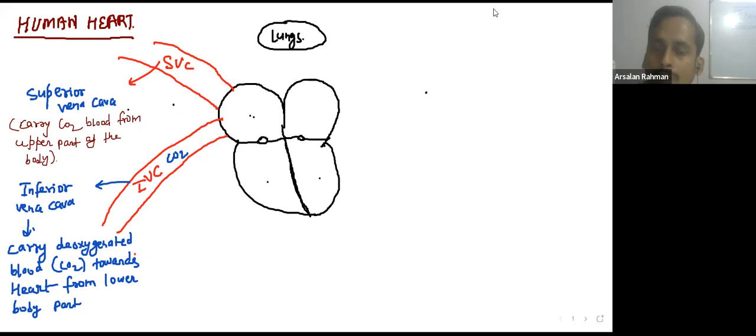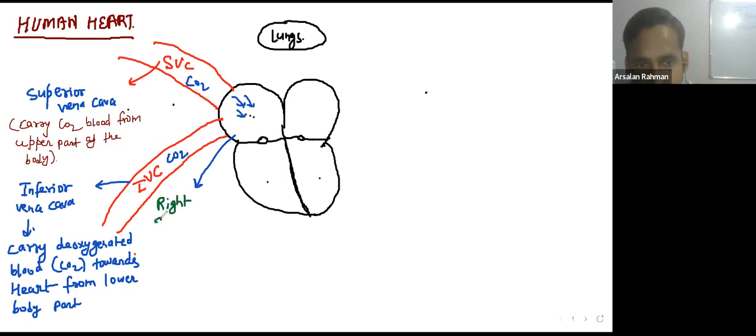Now what will happen? This superior vena cava and inferior vena cava will take all the CO2 blood from the body and will dump the CO2 blood inside this chamber. This chamber is called what, beta? This chamber is called right atrium. So blood will enter into this.